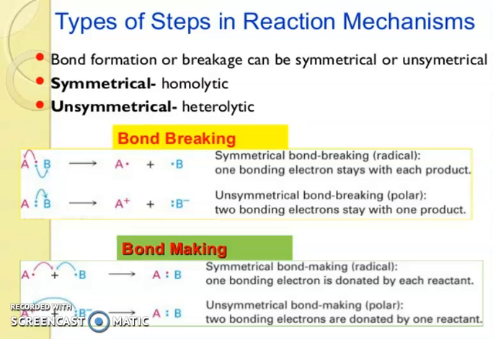So bond breaking. Symmetrical bond breaking, one bonding electron stays with each product. So radical. Unsymmetrical bond breaking, polar. Two bonding electrons stay with one product. So bond making. Symmetrical bond making, radicals, one bonding electron is donated by each reactant. Unsymmetrical bond making, polar, two bonding electrons are donated by one reactant. Look at this example.